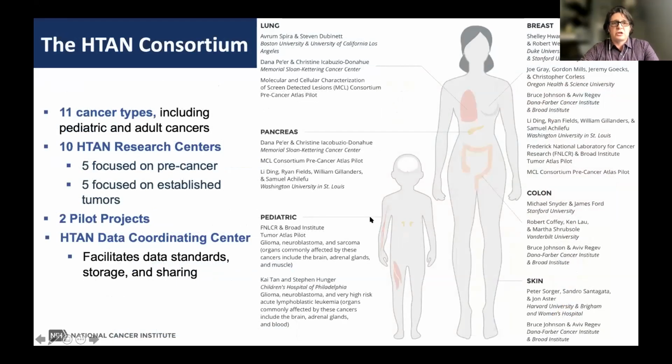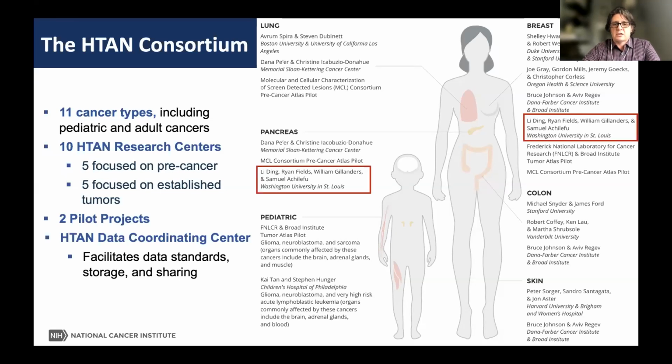This slide shows an overview of the HTAN consortium, which is represented in the figure on the right. The funded projects cover a total of 11 pediatric and adult cancer types. There are 10 HTAN research centers, which are evenly split between pre-cancer and established tumors. And there are also 2 pilot projects.